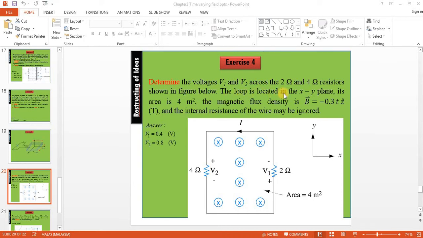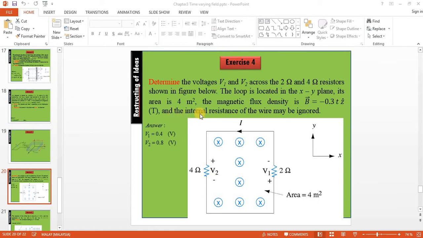And the loop is located in the XY plane. Okay, XY plane, this is the X, this is the Y. Its area is 4 meters squared. In this question, they didn't mention the length of the side, they just mentioned the area is 4 meters squared. And the magnetic flux density is equivalent to this one, in the Z direction.